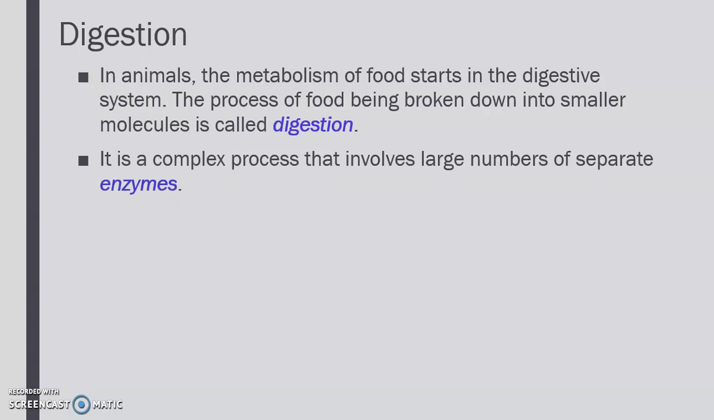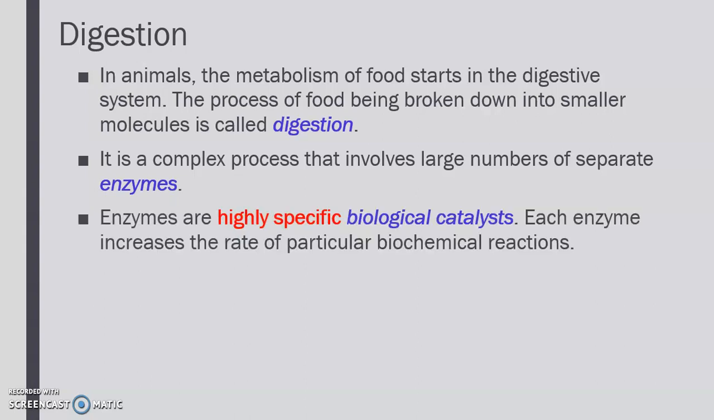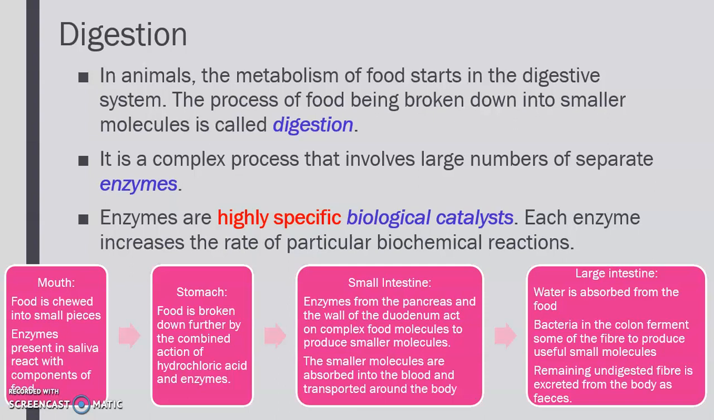It's a complex process that involves large numbers of separate enzymes. All the hydrolytic actions that we are going to talk about involve enzymes, because otherwise it's just way too slow. And enzymes, remember, are highly specific biological catalysts. Okay? So each enzyme increases the rate of particular biochemical reactions. Now, here I'm going to give you the process of digestion. You're not required to memorize this. I just want you to have a general idea of the entire process.